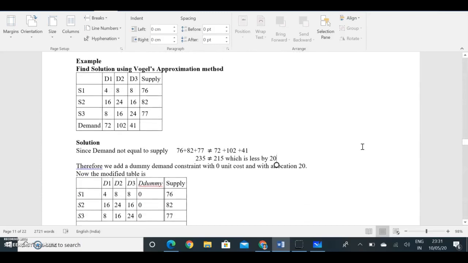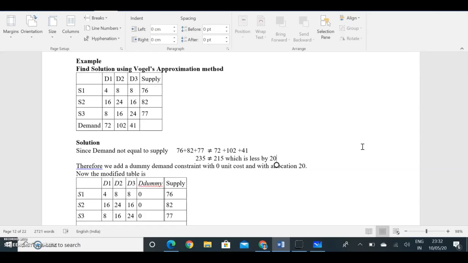So now we go for the example. Find the solution using Vogel's approximation method. D1, D2, D3 and the supply S1, S2, S3, the supply and demand, are given. In the first step, we have to check whether supply equals demand or not. 76 plus 82 plus 77 is 235, and 72 plus 102 plus 41 is 250. So the supply is less by 20. Therefore we add a dummy supply constraint with 0 unit cost and with allocation as 20.